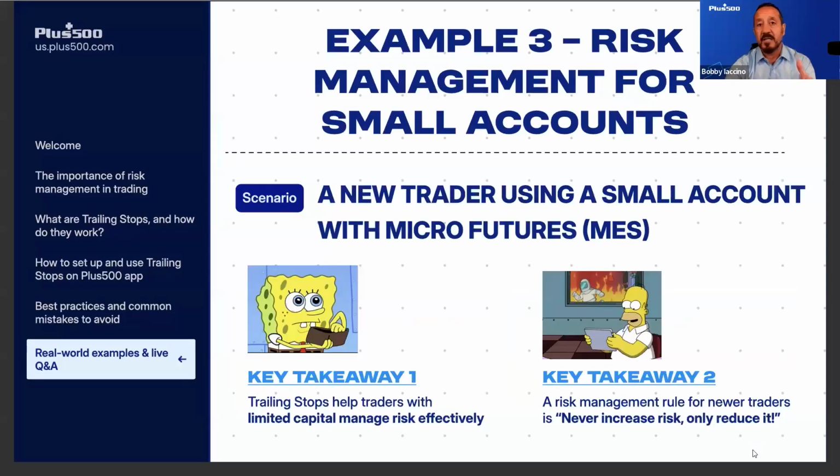The most important thing to do is to protect your capital, especially when you're first starting out. So for a new trader with a small account using micro futures, for example, your key takeaway one is trailing stops help you manage risk efficiently when you have limited capital. That's the SpongeBob. One risk management rule you guys should all remember, and this really applies to everything, and trailing stops sort of personifies or epitomizes this particular line.